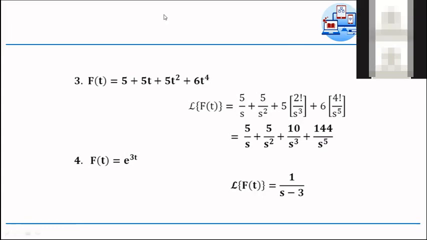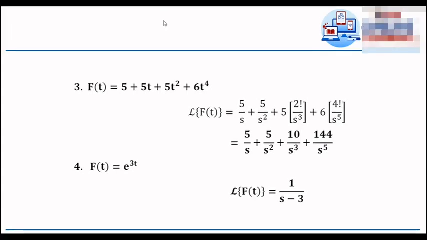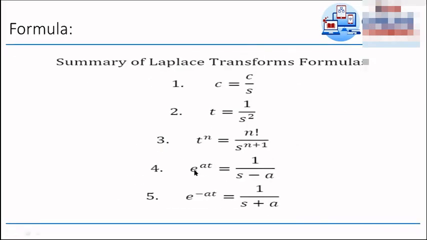Next, we have problem number 4. Okay? The function of t is equal to e raised to 3 multiplied by t. So by this time, we have exponential functions. So we're going to make use of your formula number 4. Okay? So this is now your formula number 4. E raised to a multiplied by t is equal to 1 all over s minus a.